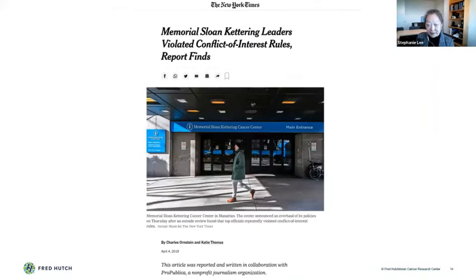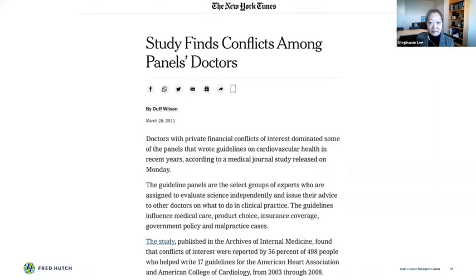Also at an institutional level, here's another headline: Memorial Sloan Kettering leaders violated conflict of interest rules, the report finds. So not only failure to disclose in terms of publications, but also in terms of getting prior approvals and oversight of those conflicts. And again, this led to resignations. So maybe you're not directing an institute or publishing in the New England Journal of Medicine, but you might be interested in serving on a guidelines panel, for example.